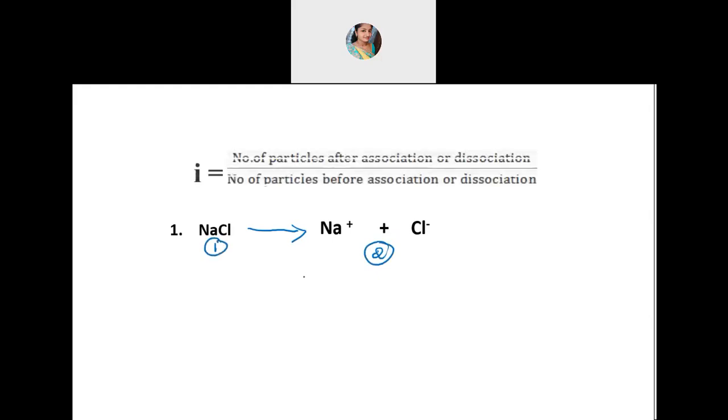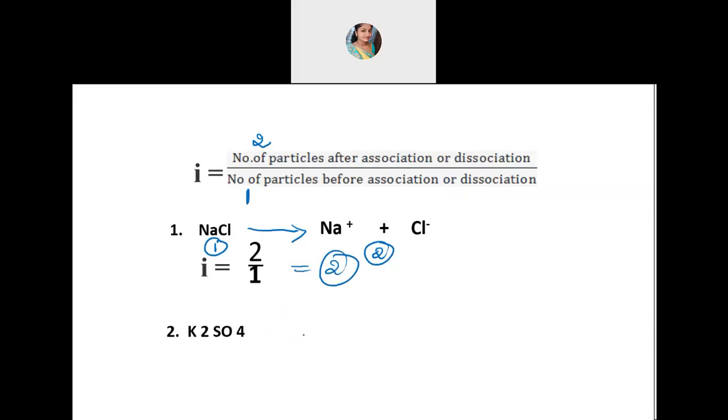The formula is this: i is equal to the number of particles after association or dissociation divided by the number of particles before. Before it was 1. And after they have dissociated, you are getting 2 particles. So it will be 2 divided by 1, that is 2 itself. So 2 is the correction factor we need to multiply with the colligative property formula. Understood what I am saying? Okay, do the next one now. In this case, K2SO4, potassium sulfate. If you take potassium sulfate, what will happen?